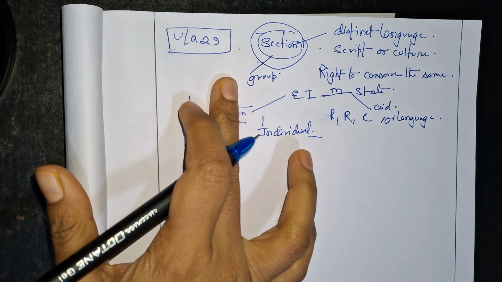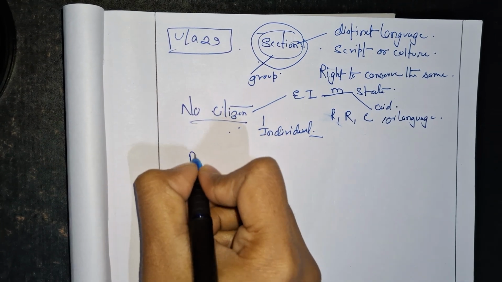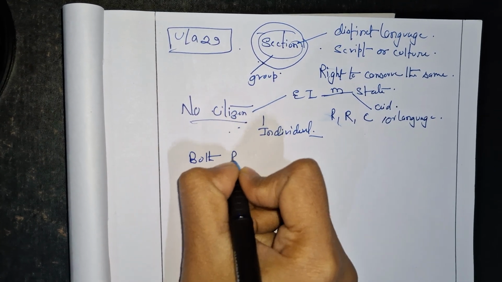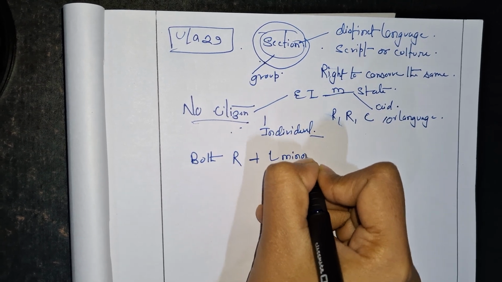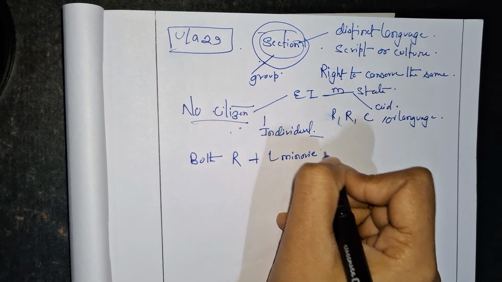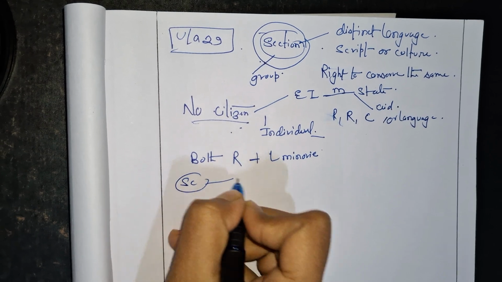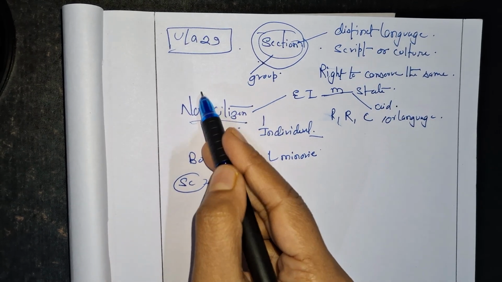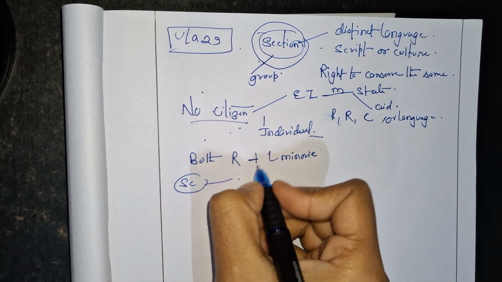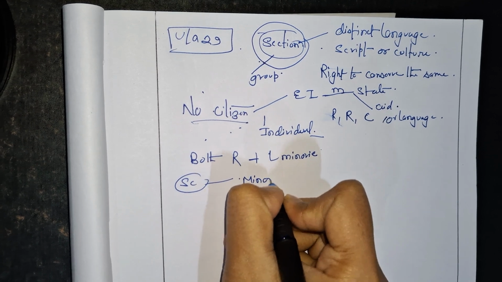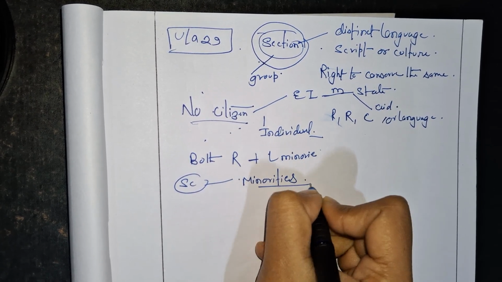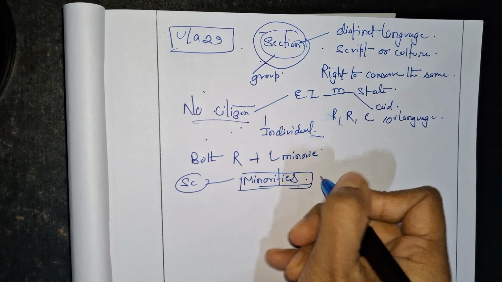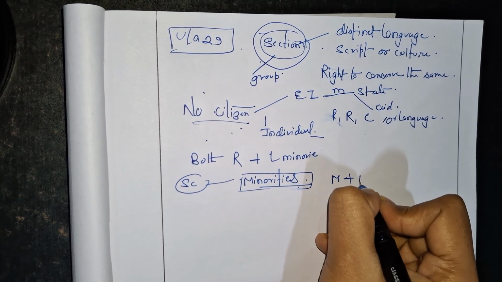And this Article 29 grants protection for both religious as well as linguistic minorities. And the Supreme Court held that the scope of this Article 29 is not necessarily restricted to minorities only. It extends to minorities as well as the majority.